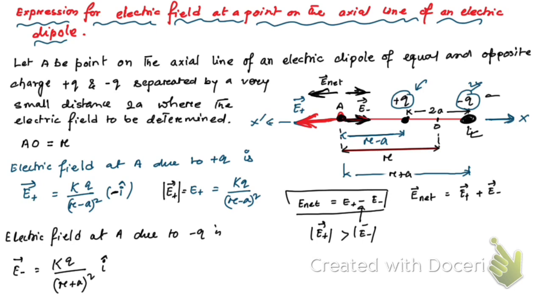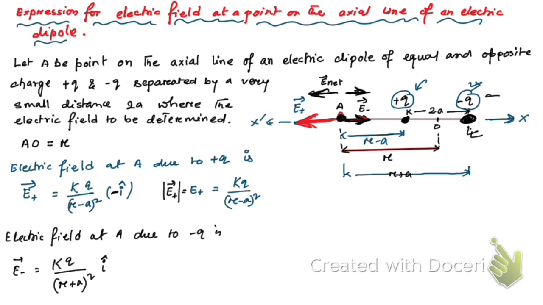But if you want to obtain the scalar form first, then the vector form, then you can do it that way as well. But in taking scalar form, you have to write E net, that means the net electric field is equal to E positive minus E negative, right? So let me show you, just wait. So in scalar form, that means magnitude of this E negative field, that is given by KQ by R plus A whole square.